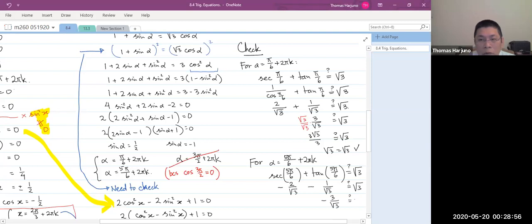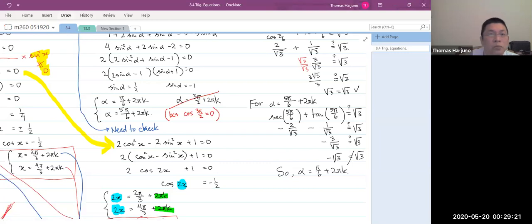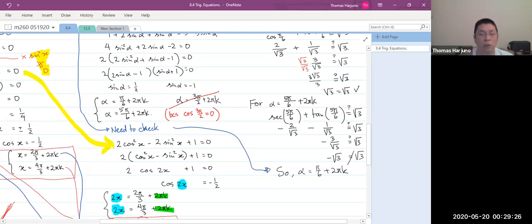Is it equal to radical 3? Multiply by radical 3 over radical 3, I get negative radical 3 on the left-hand side and radical 3 on the right-hand side. They're not the same. So the solution is only one: alpha equals pi over 6 plus 2 pi k. Okay, so only one solution for that. Because once you square both sides for any question, you need to check that.